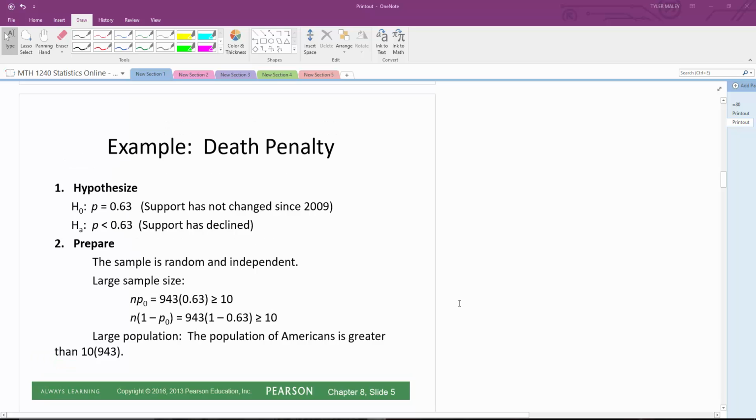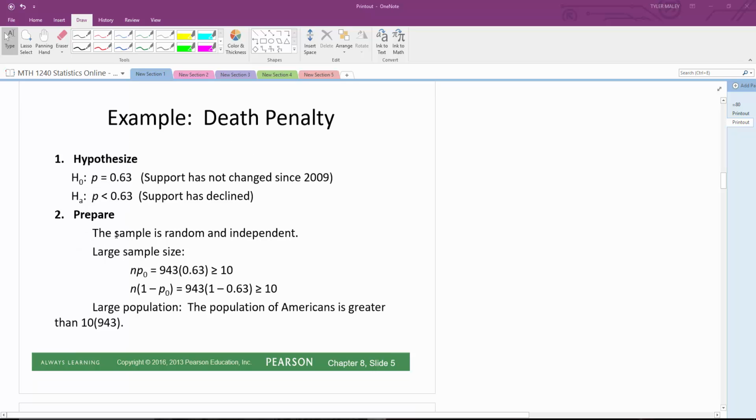So here's walking through the example. The first thing that we want to do is hypothesize. The null hypothesis is we're checking, has the support not changed since 2009? In other words, p equals 0.63. The alternate hypothesis here is trying to see, has the support declined? So decline referring to less than. So we have a left tail test here.